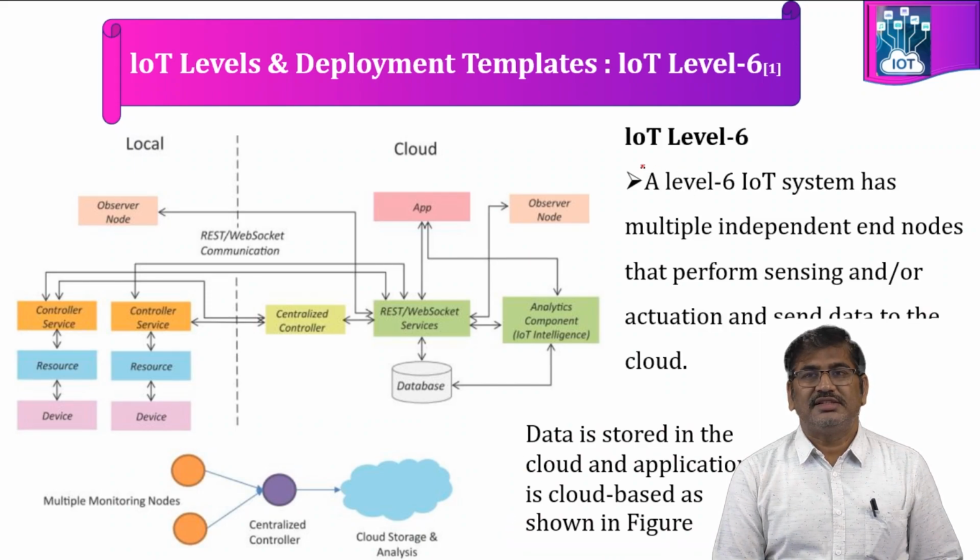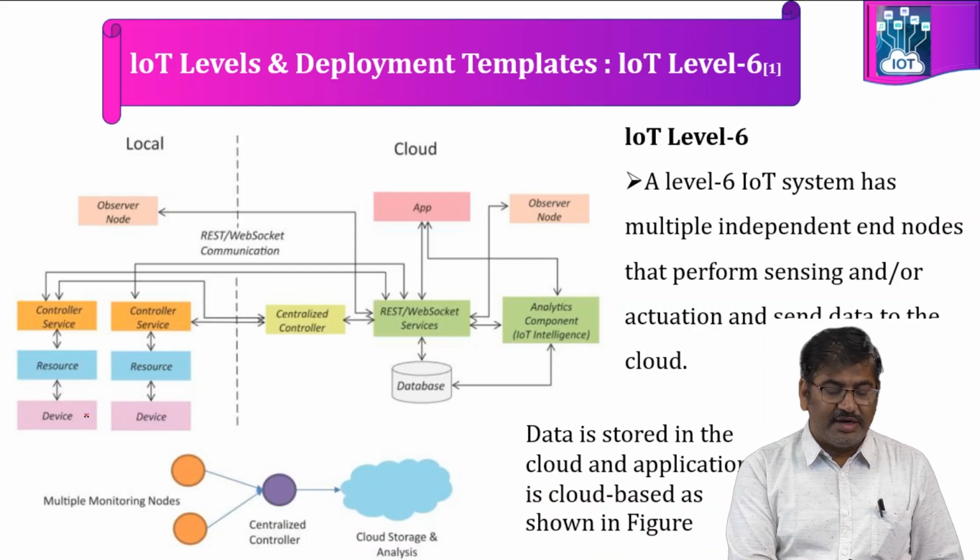The next level is IoT level 6. A level 6 IoT system has multiple independent end nodes that perform sensing and/or actuation, and they send the data to the cloud. The data is stored in the cloud and the application is cloud based, which is shown in the figure.